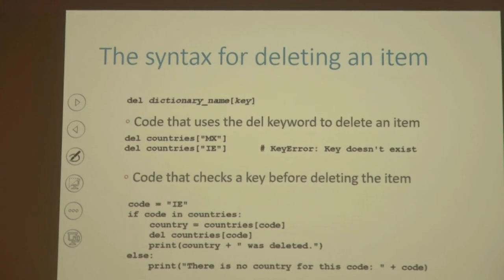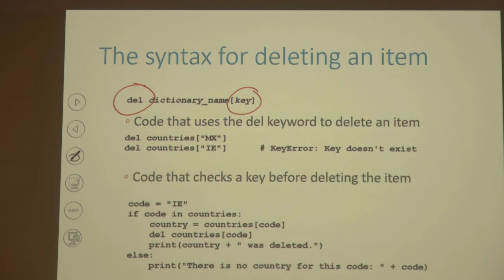Can I delete an item from a dictionary? Yes, of course. We have del. If I need to delete a key, I just provide the key. As an example, if I need to delete MX from the dictionary, when I delete the key, it deletes with it what? The value, right? So to remove both, delete MX, it will remove the MX and will remove Mexico from the dictionary. It's gone.